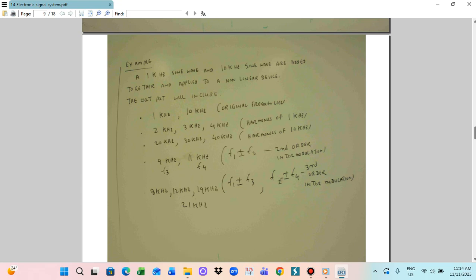In the meantime, they can interact with modulation. This means that 1 kilohertz and 10 kilohertz make a combination. So there will be another frequency: when you combine 1 and 10, you get 11 kilohertz, or 10 minus 1, there will be 9 kilohertz. So 9 kilohertz and 11 kilohertz happen according to the frequency equation F1 plus or minus F2. This is what we call second order intermodulation.